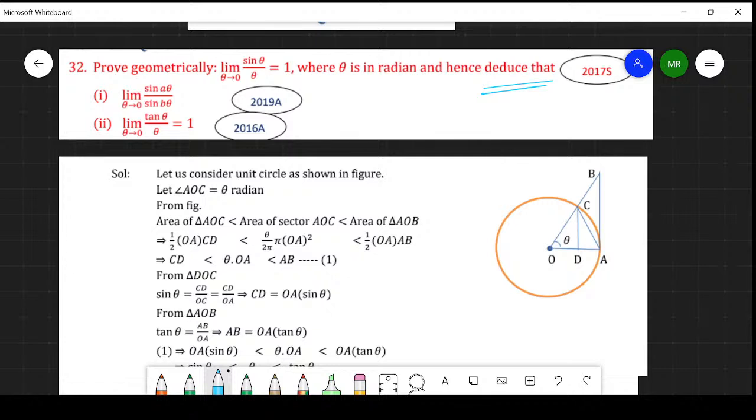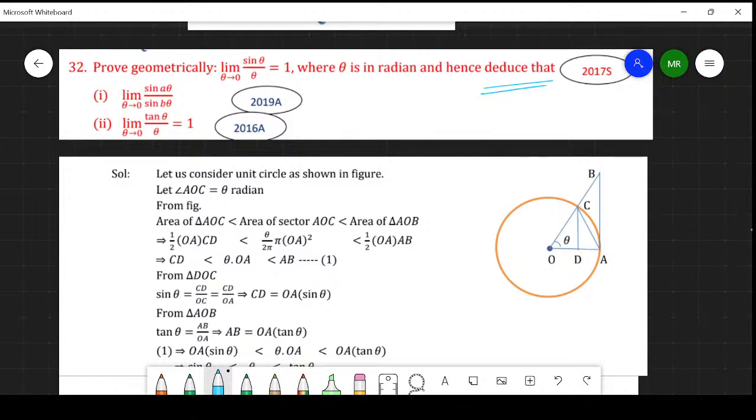Now you can see. For this, you draw one circle. Let us consider a unit circle as shown in the figure. Let angle AOC be theta radians. Angle AOC is equal to theta radians.